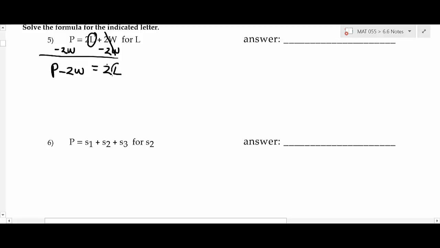Now what are you trying to get rid of? 2. So how do you do that? You divide by 2. Okay? So what you would have is your answer would be L equals P minus 2W over 2.